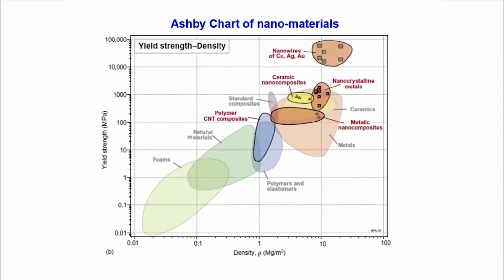That's what happens if you make the same plot for different nanostructured materials. Here you can see these are the nanowires of gold, silver, and copper, and then you have nanocrystalline metals. Here you can see. Then you have ceramics, nanocomposites, even CNT composites. So you can clearly see the nanowires still win over the others. Nanowires can have yield strength of the order of 10,000 MPa, that is 10 GPa.